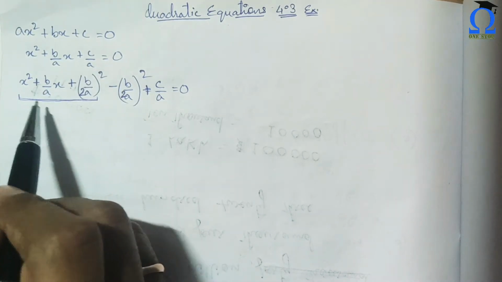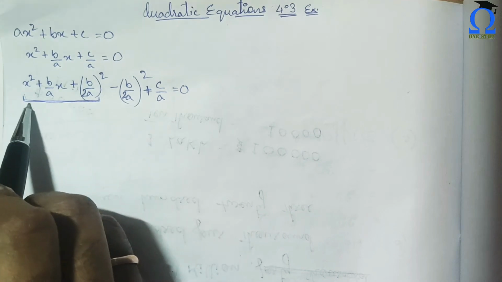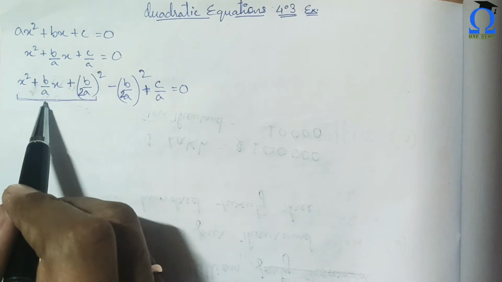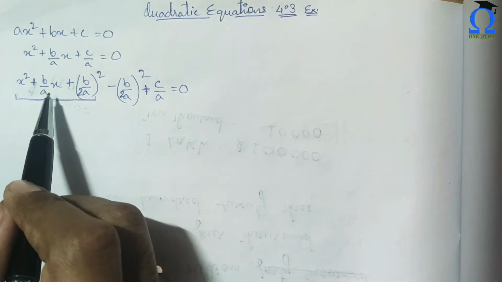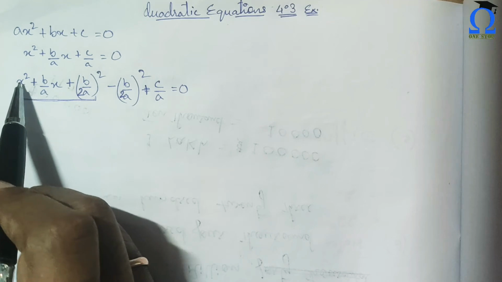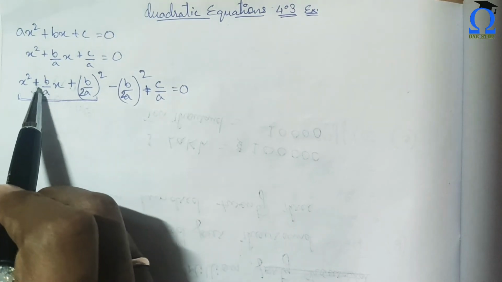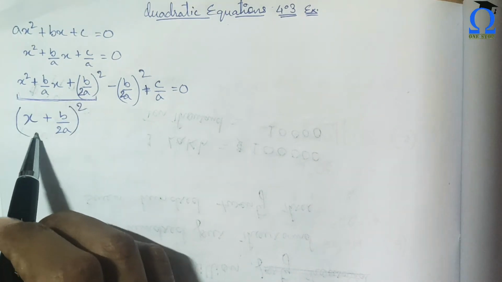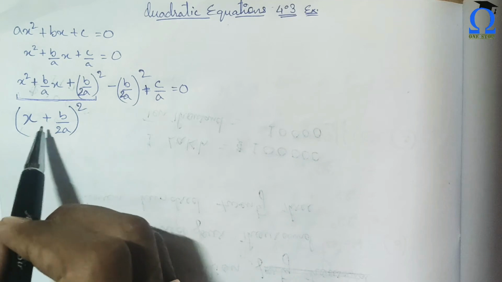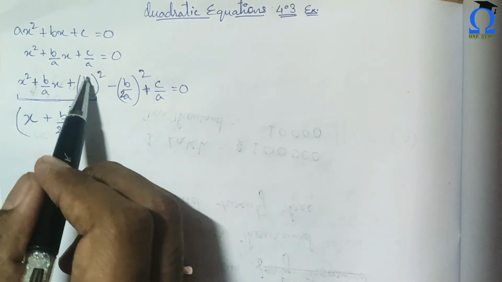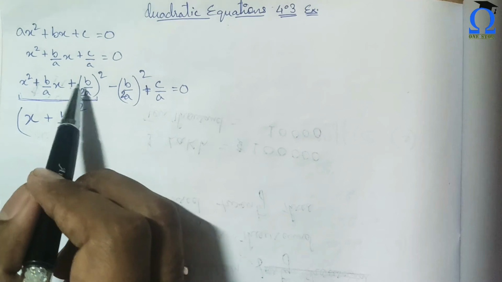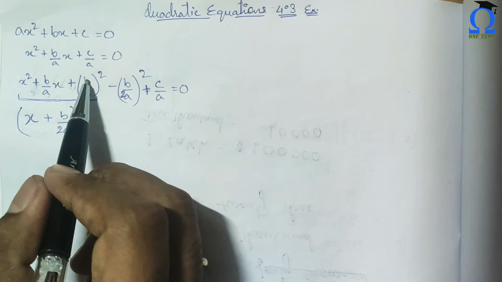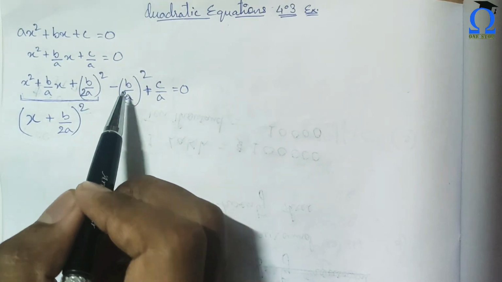Why will I be doing that? To make this term a perfect square. That means now this term is actually in the form of an identity we have already read, that is a square plus b square plus 2ab, which means (a + b) whole square. Understood? When you expand this (a + b) whole square, you will find this term a square plus 2ab plus b square.